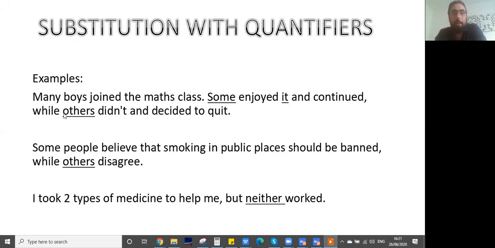So here we have: many boys joined the maths class. Some enjoyed it and continued, while others didn't and decided to quit. Okay, so here we have quantifiers and also personal pronouns as well. So what's some referring to in one? Some, it, others.